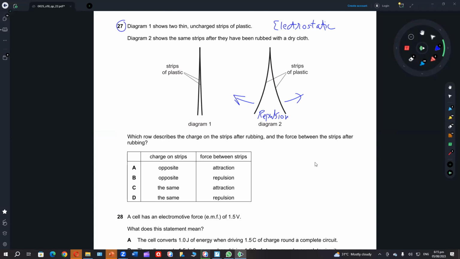So repulsion. What happens for repulsion? The charges would be the same or opposite? Repulsion charges would be the same. For repulsion, charges should be the same. So what option should I select? We should select the option: charge on strips is the same. Option D. Yes, option D is the right option.